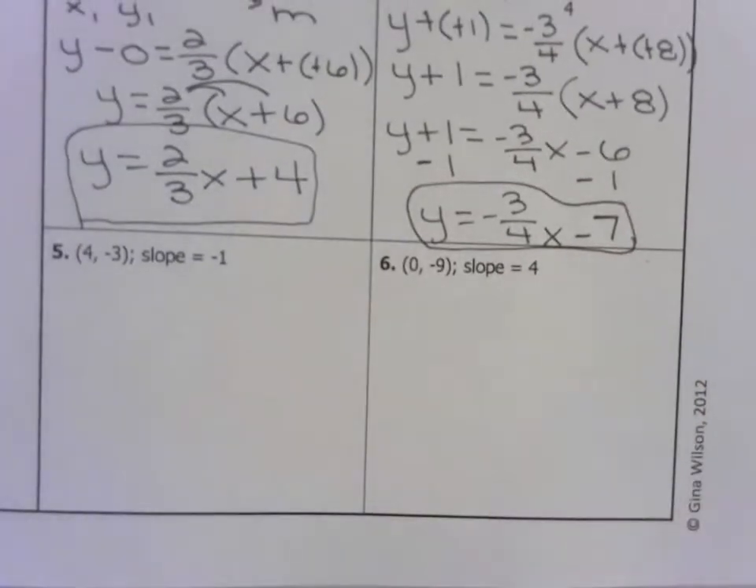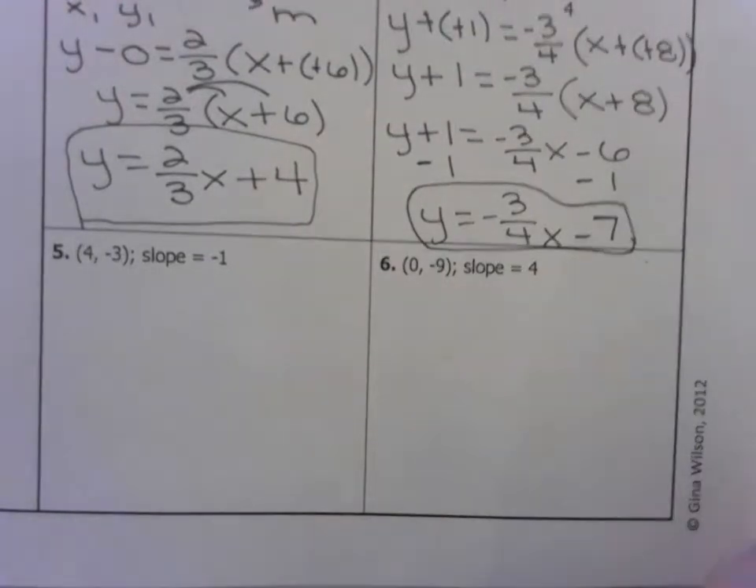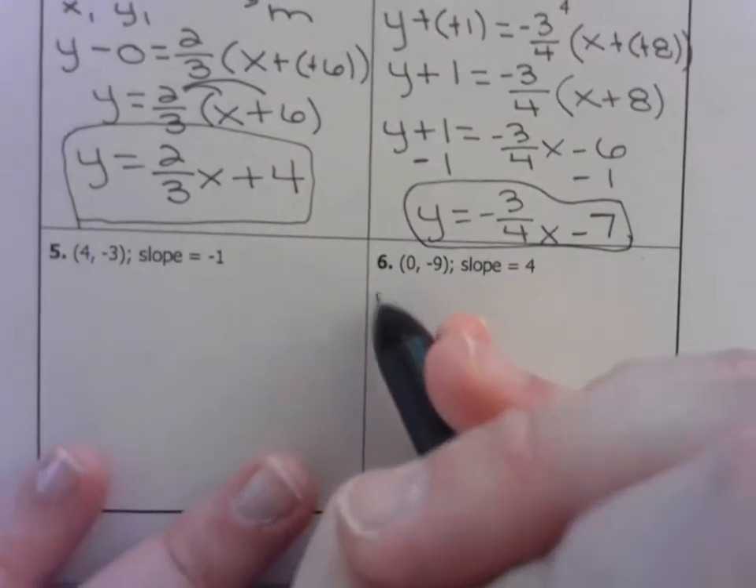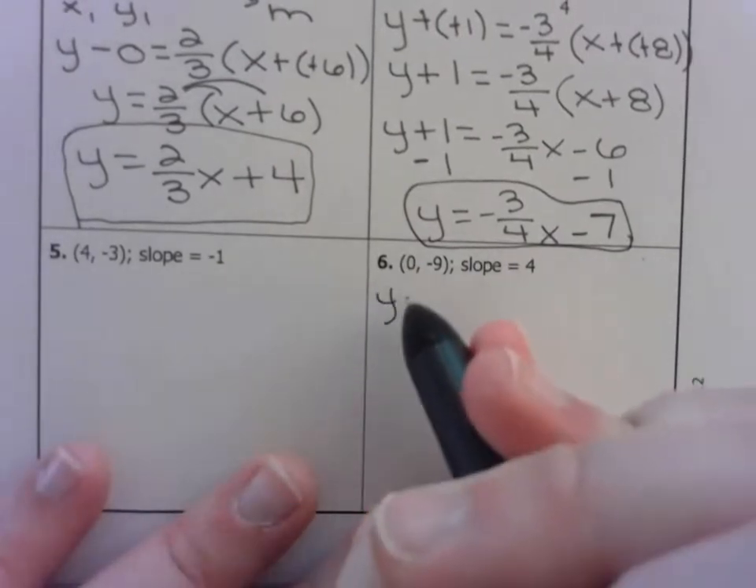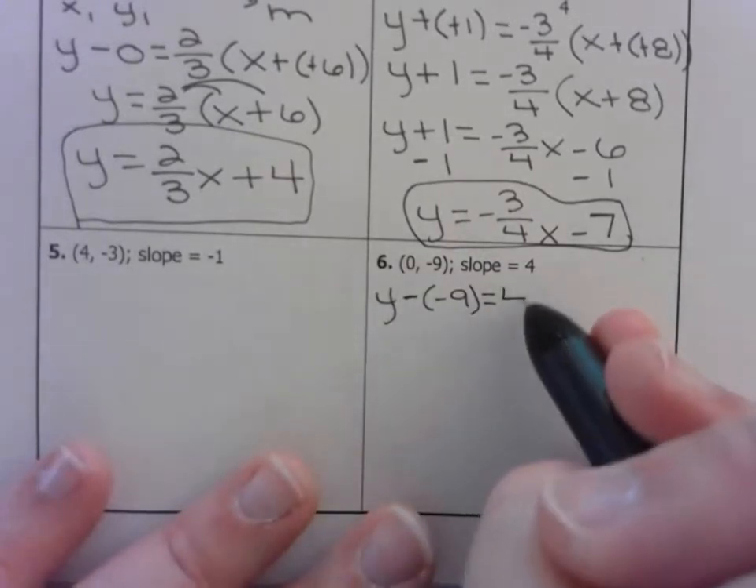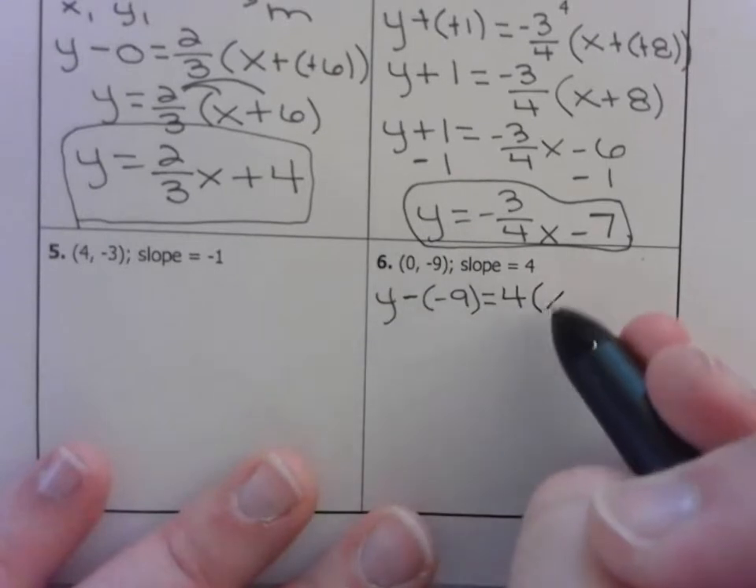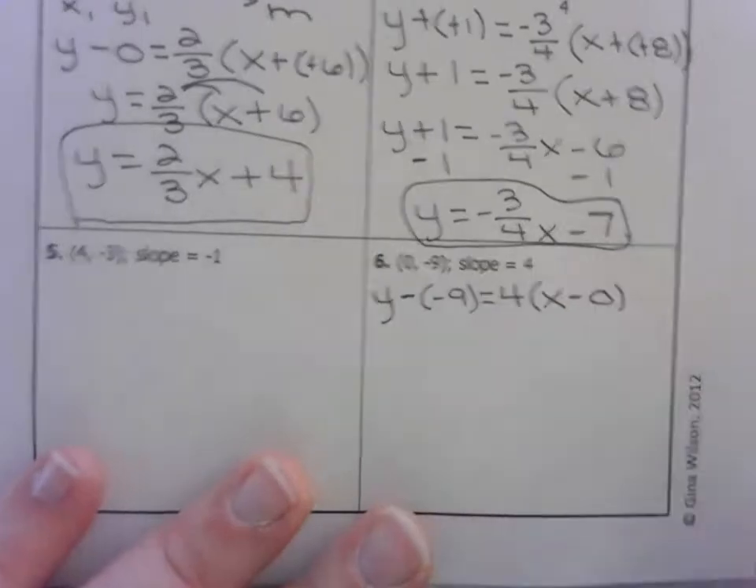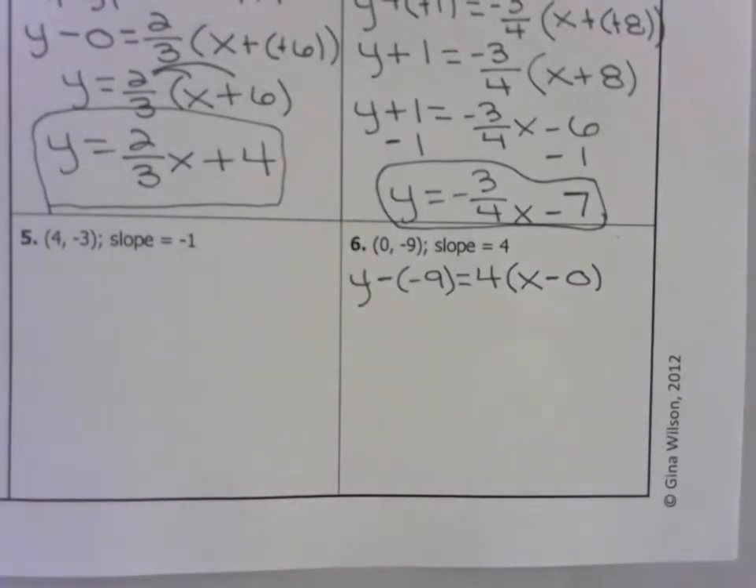Okay, let's look at 6 real quick. Let's go through these steps. Okay, as I look at 6, first thing I'm going to do on 6, let's see. Preston, what's going to be the first thing I do on 6? Okay, that's y minus, so y minus -9 equals 4 times x minus 0. Good, yep, first thing you do is plug it in. So plug in y minus, it's always y minus your y value, -9, equals your slope, 4 times x minus your x value, x minus 0.